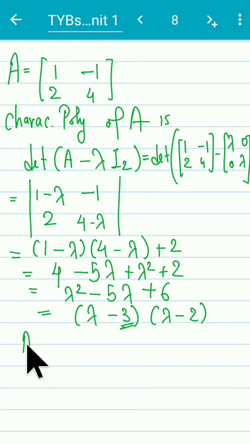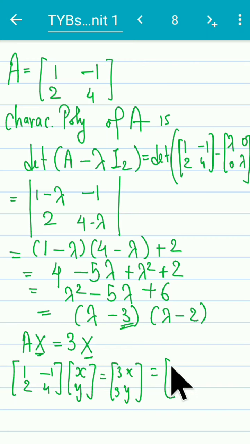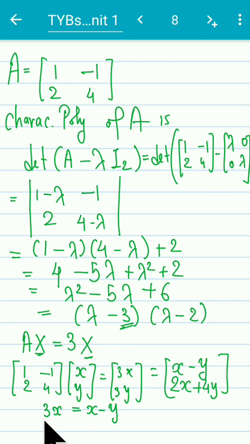So I want A times x to be equal to 3 times x, since the root is 3. I will now find the value of x. So it is [1, -1; 2, 4] times (x, y) equal to (3x, 3y), correct? Solving the matrix, it is x minus y, and 2x plus 4y. That means the equations I get are 3x equals x minus y, and 3y equals 2x plus 4y.